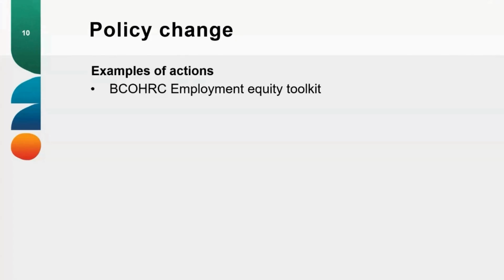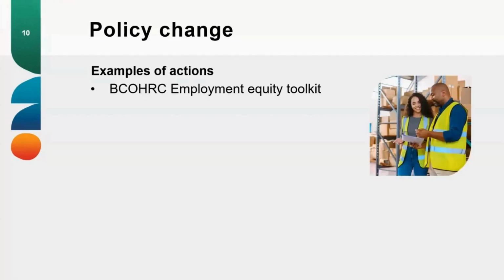BC OHRC's Employment Equity Toolkit provides employers with tools to guide changes in policies and practices. Employment equity involves employers working to remove and prevent barriers for workers who belong to groups that have often been treated unfairly because of their race, age, gender, disability, or another characteristic. This toolkit includes information sheets and additional resources to guide policy change, and it focuses on 5 areas.